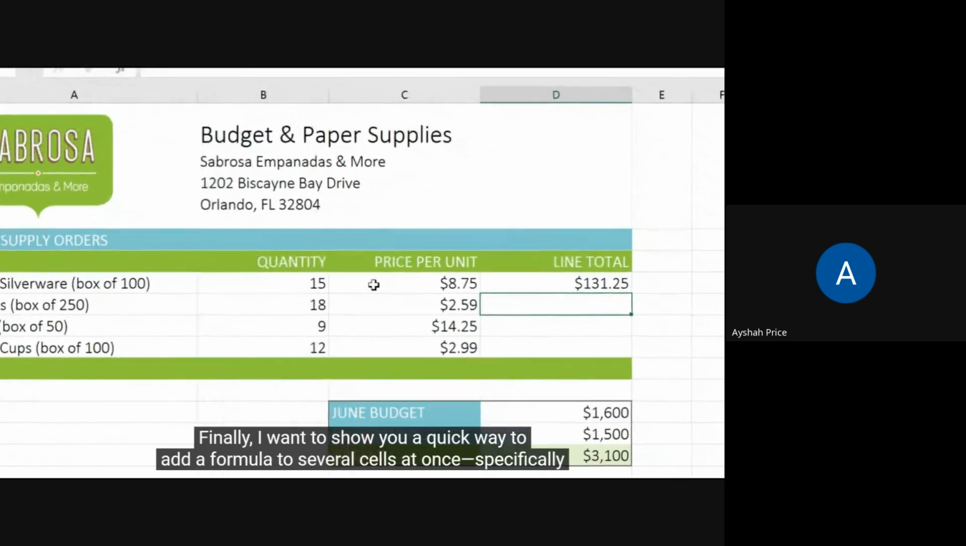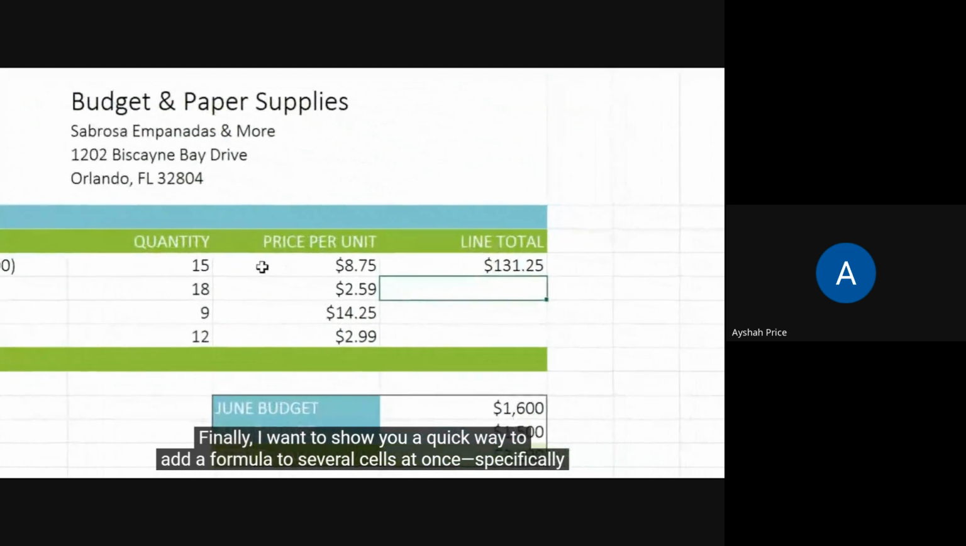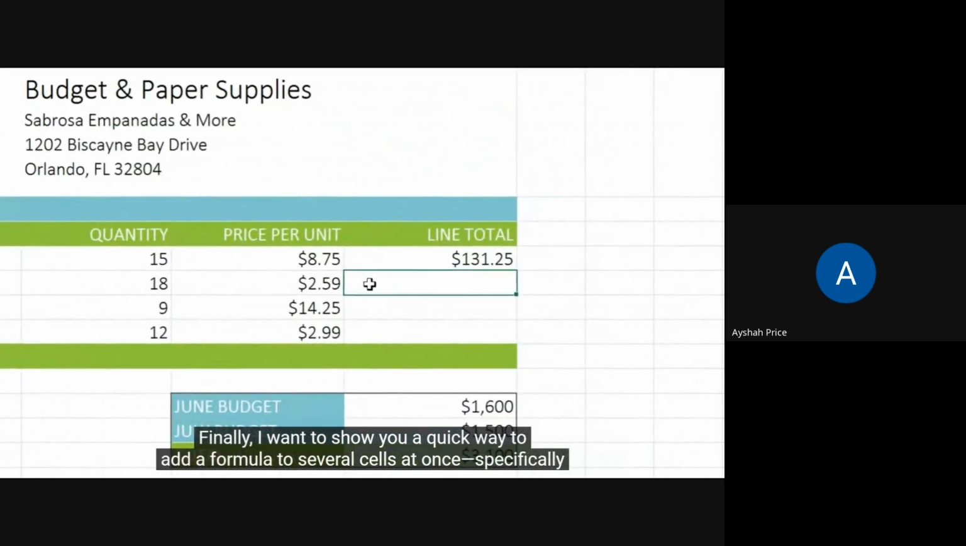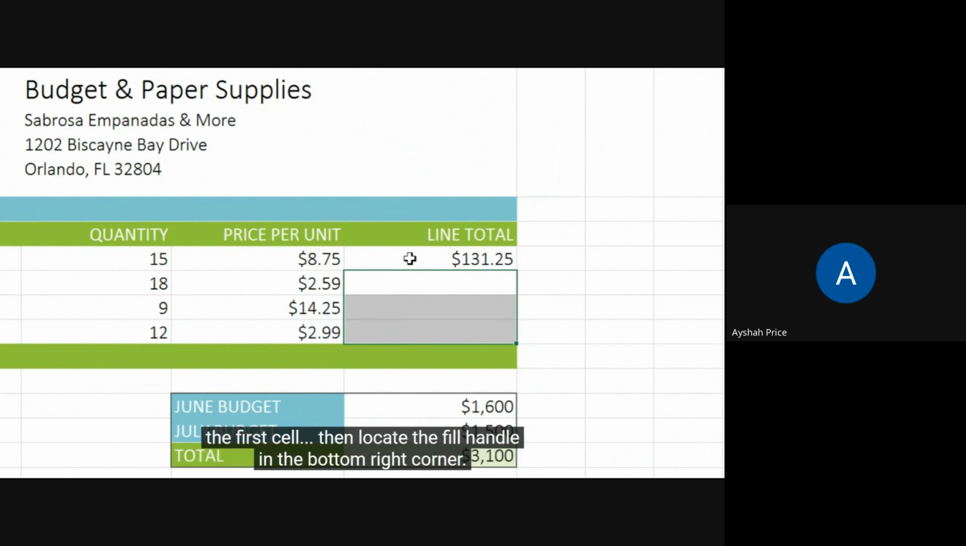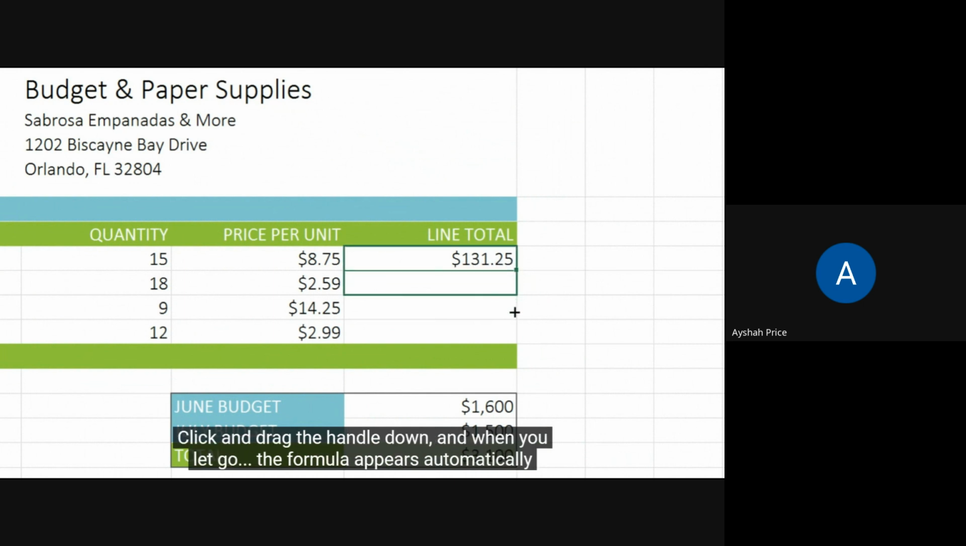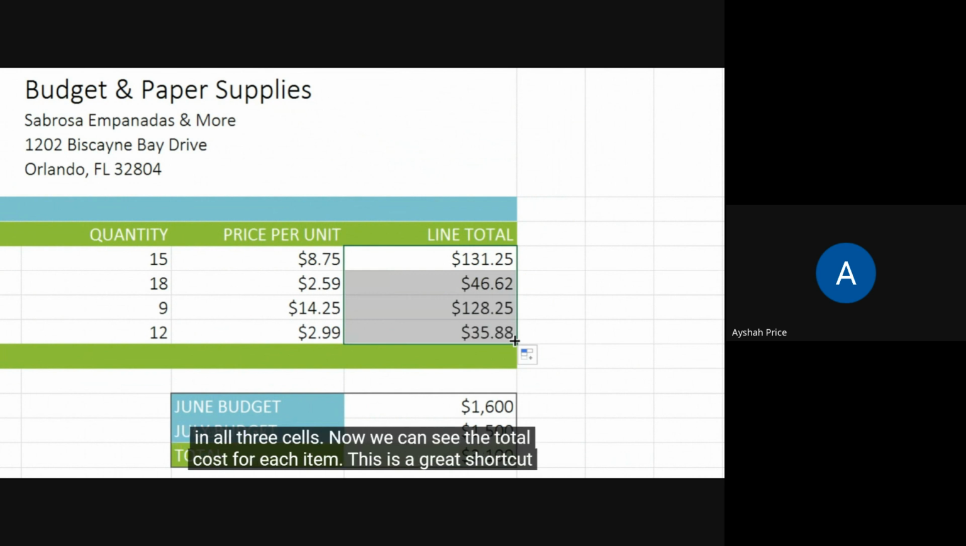Finally, I want to show you a quick way to add a formula to several cells at once, specifically these 3 cells. Instead of retyping the formula above, we're just going to select the first cell, then locate the fill handle in the bottom right corner. Click and drag the handle down, and when you let go, the formula appears automatically in all 3 cells. Now we can see the total cost for each item. This is a great shortcut for duplicating formulas if you plan to use the same one more than once.